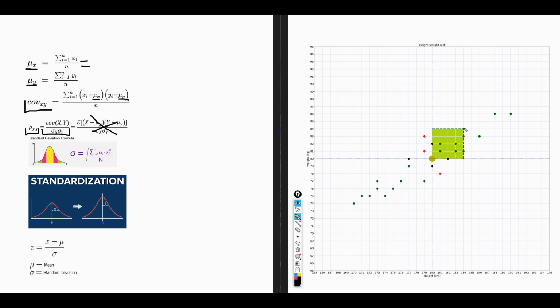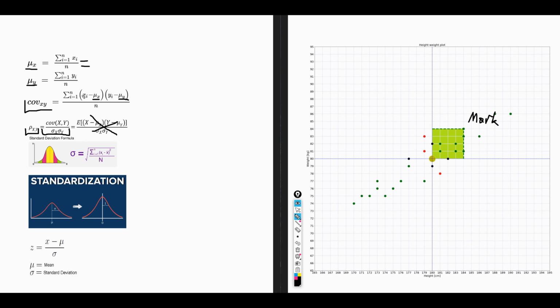So let's take a first player. This is Mark, this green dot. Okay? And Mark is 184 centimeters and 84 kilo. Okay? And we want to calculate the surface of this, the surface that this dot makes.